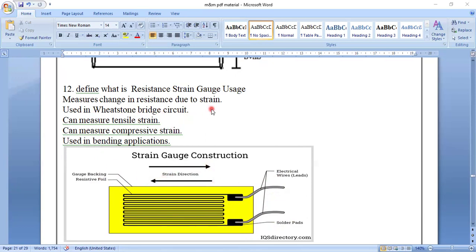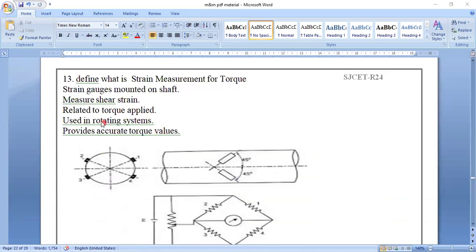Define what resistance strain gauges are. They measure the change in resistance due to strain. They are used in Wheatstone bridge circuits. They can measure tensile strains and compressive strains, and are used in bending applications. So they measure changes in resistance due to strains. Generally it is a Wheatstone bridge circuit, we can call it.